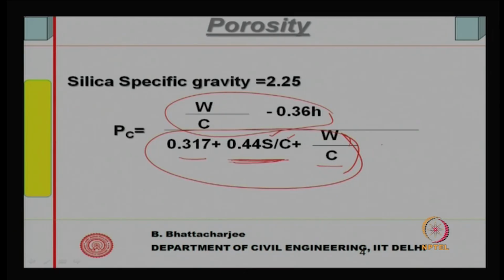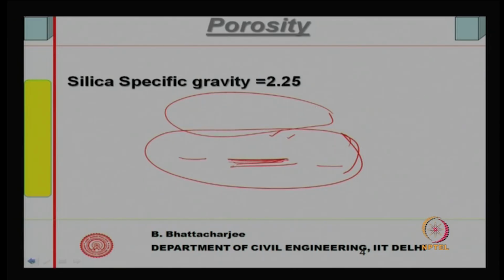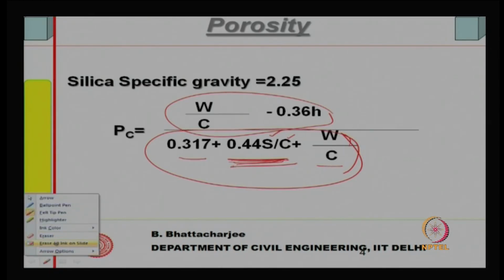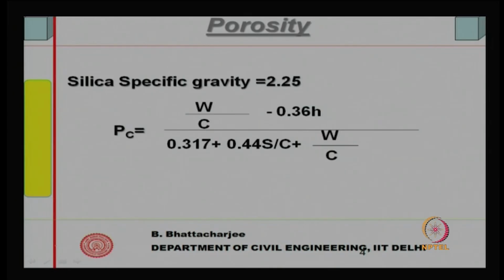So, one can see that actually capillary porosity will be lower, because this value is higher, the denominator is higher, and therefore capillary porosity reduces in case of silica or any pozzolana consumed by the cement. So, there is a reduction in capillary porosity that one can calculate out.